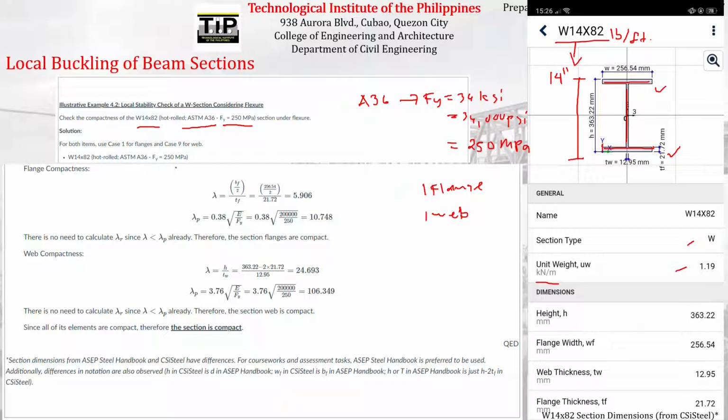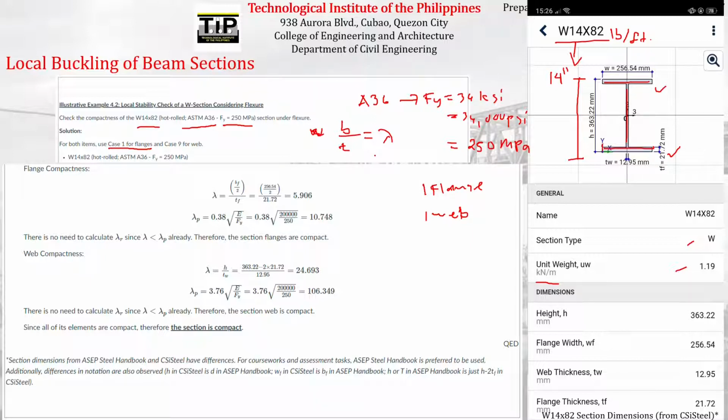You can refer to the code, use case 1 for flanges. For that, we just need to find out the width thickness ratio, B over T, which is equal to lambda, the width thickness ratio. That is the measurement of how slender a section component is. And then we just need to compare that ratio to the limits appropriate for the section component, which can be found in the code.